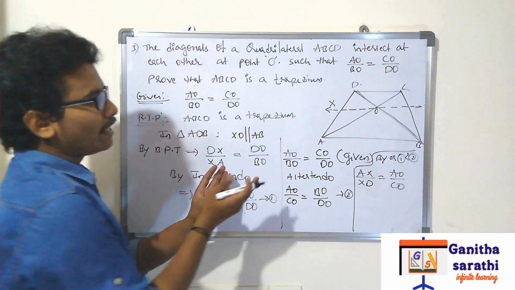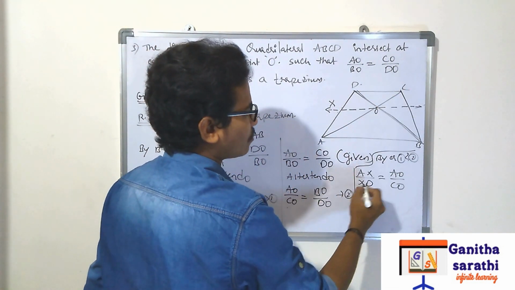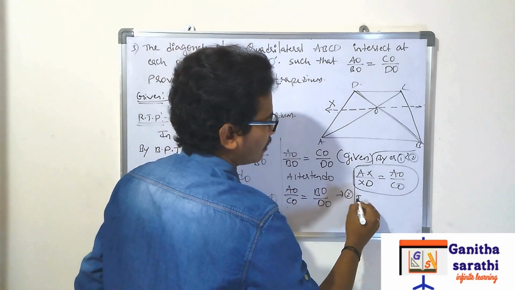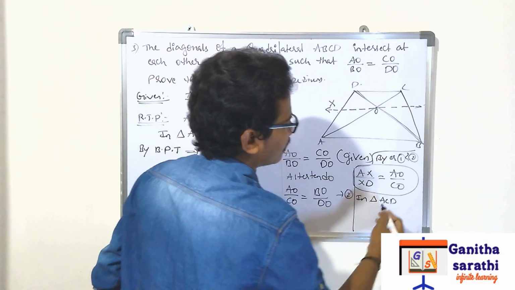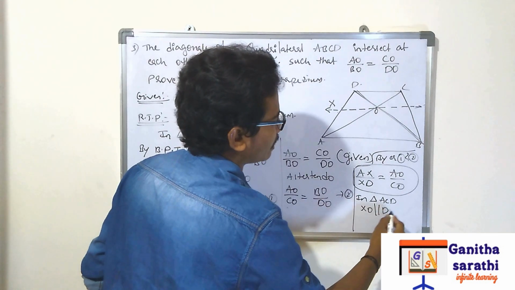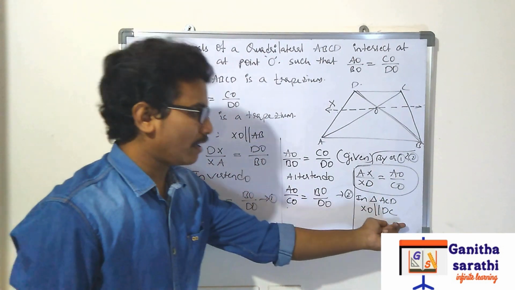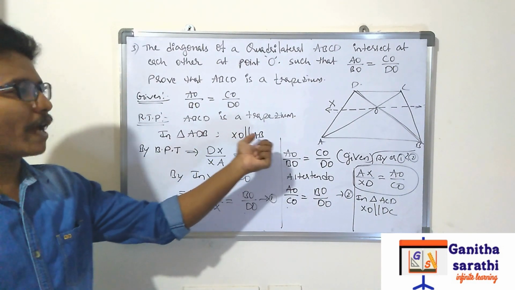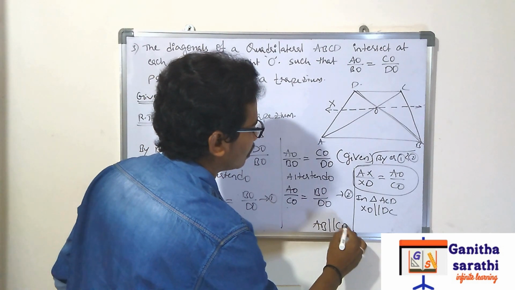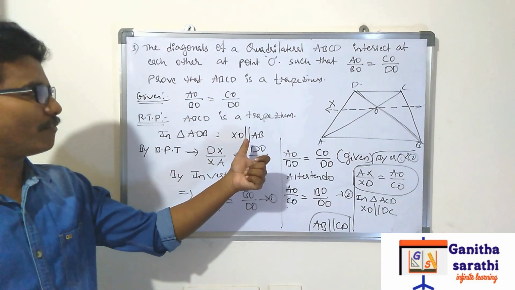See here, AX by XD is AO by CO. In which triangle is this condition possible? In triangle ACD, right? So what will the parallel line be then? XO should be parallel to DC. Then only this condition will be possible. Understood? XO is parallel to DC. Here XO is parallel to AB. So we can say that AB is parallel to CD.